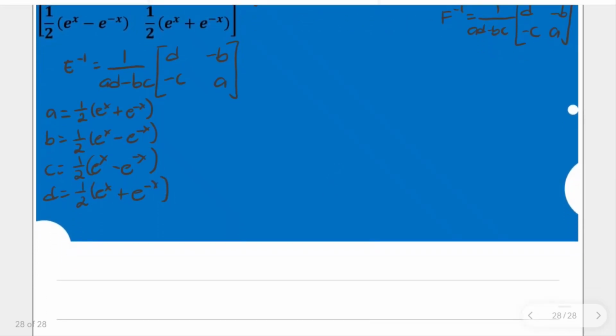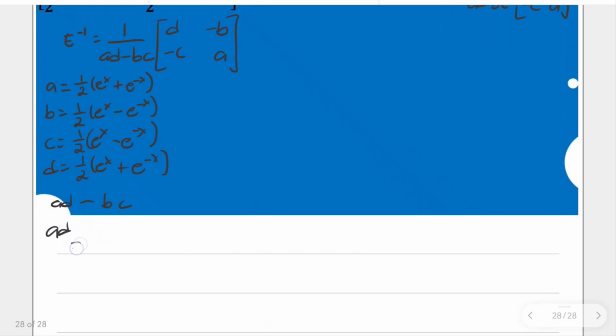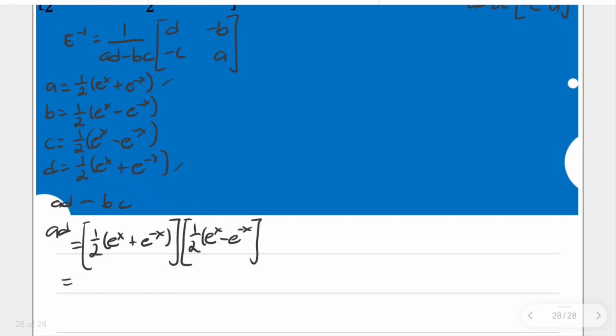So let's start with AD minus BC, because that's the item we're going to input here. Let's start with AD first. A and D, we multiply these two, so you have 1/2 e to the x plus e to the negative x, to be multiplied by another 1/2 e to the x minus e to the negative x. We take out the two 1/2, you'll have 1/4 here, and multiply the terms using the FOIL method, the two binomial expressions.